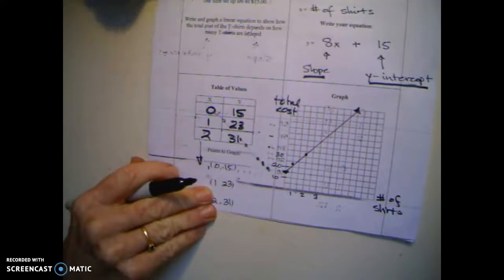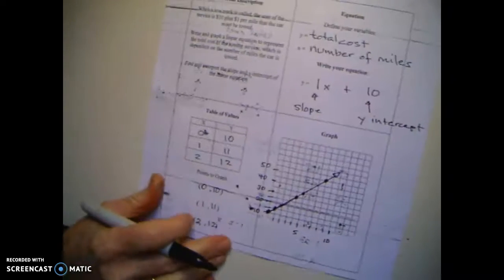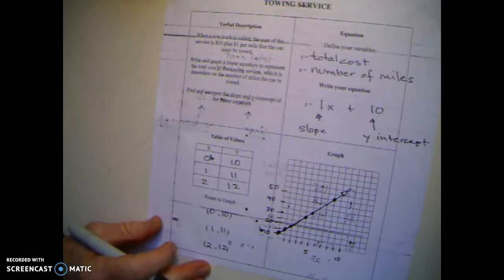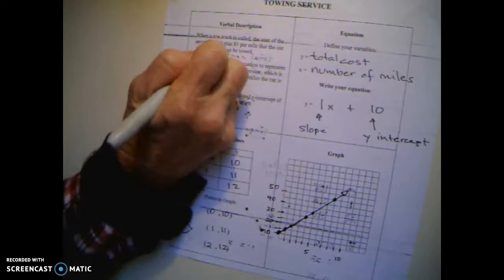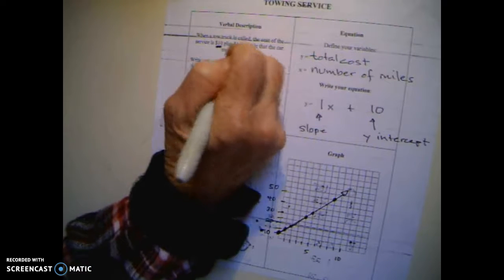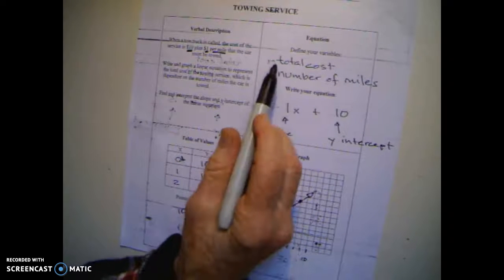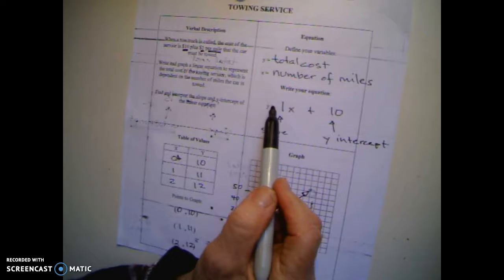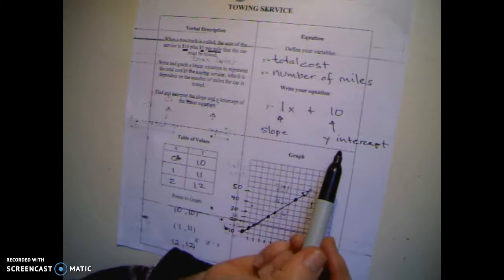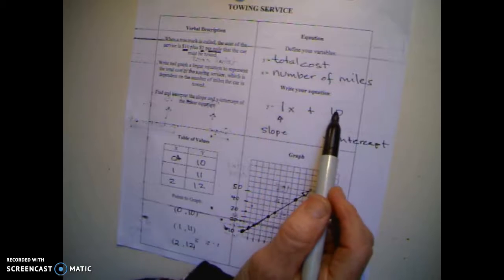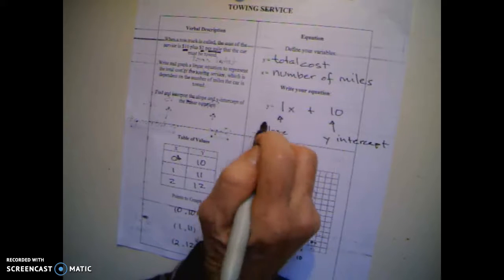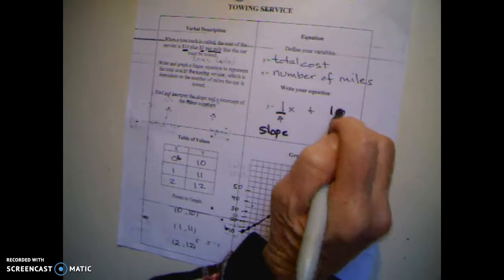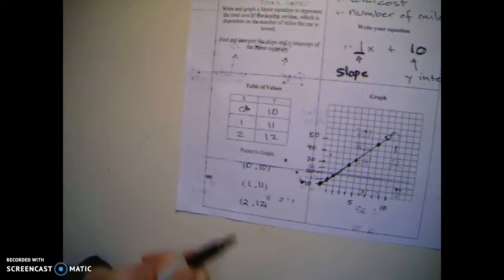Final scenario that I'm going to do is on the back, and that is the towing service. Towing service just says when you call a tow truck, the cost is $10 just to call him, so just the second that you call, plus $1 per mile. So y, once again, is the total cost. X is the number of miles that you get towed. My equation is y equals 1 times x. You didn't need to put the 1 there, but if it helps, go ahead and put the 1 there, plus the y-intercept, which is 10. My slope in the towing case is 1. My y-intercept is 10.